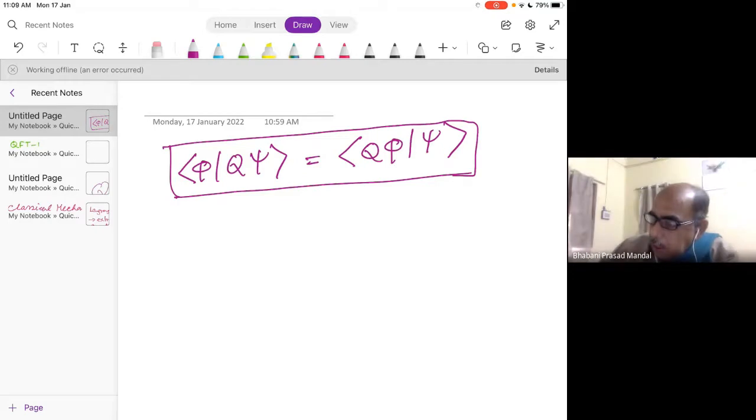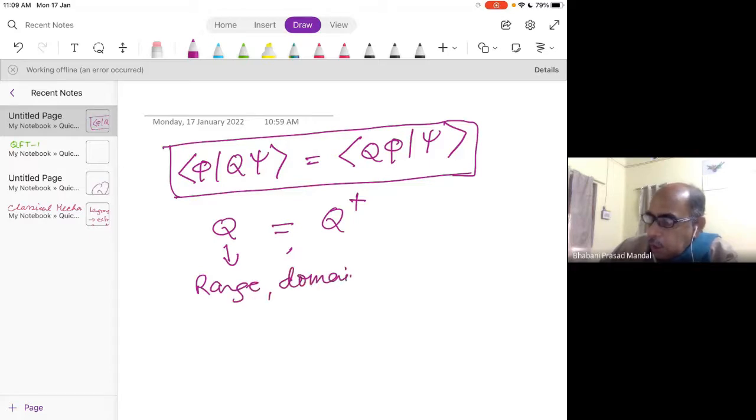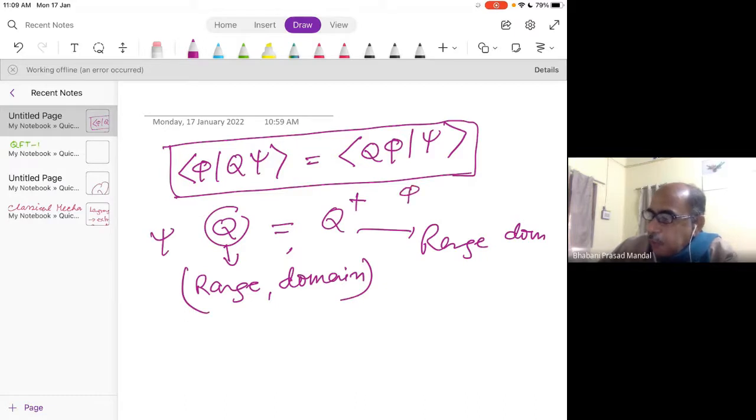I said that Q is an operator, Q dagger is another operator. If they are equal, they are Hermitian. But the range and domain of this operator, which I am not going to define here, you have to learn in linear vector space. Range and domain of this operator has to be the range and domain of this operator. Suppose this acts on some psi, this acts on some phi, so it cannot act on all psi, then its range may not be the same. So range and domain in the linear vector space you have to understand first. Then you have to see this definition. Okay? So it is not very easy.